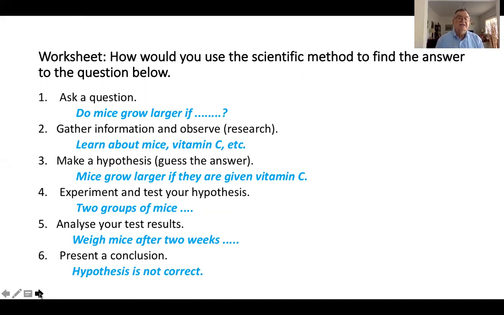And apparently, number 6 there, if you do this, then the hypothesis is not correct. In fact, vitamin C does not make them grow larger. But on the internet, you can find lots and lots of examples like this, of very simple experiments, which you can use for students to get used to that process of going through these steps and testing their hypothesis.